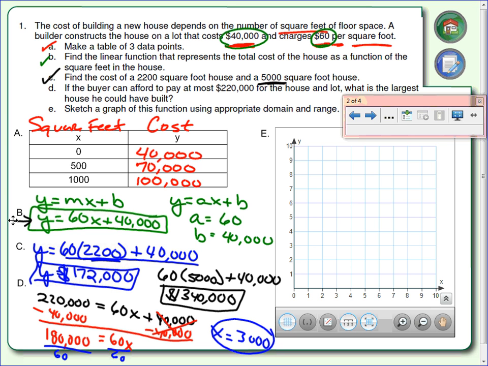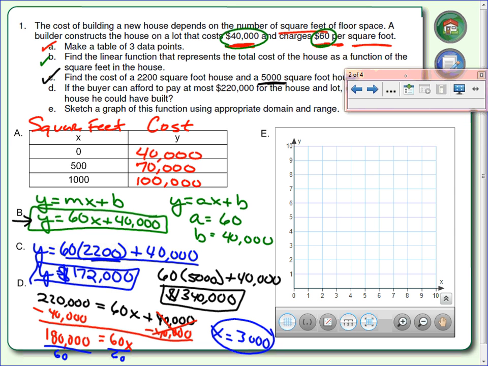Part E. Part E, what they want us to do is come over here and sketch a graph of this function using the appropriate domain and range. Now, what I don't want you to do yet, guys, is draw the graph that I have over here. Because if you look at my numbers, the X's, I have a 0, a 500, and a 1,000. But my graph only goes from 0 to 10. So the graph paper I have is not big enough right now.